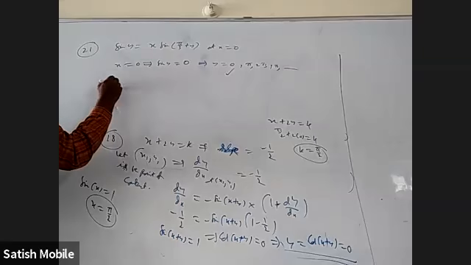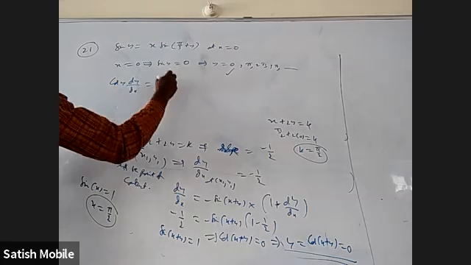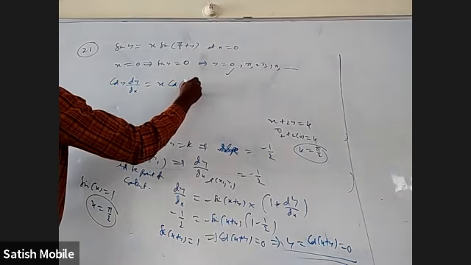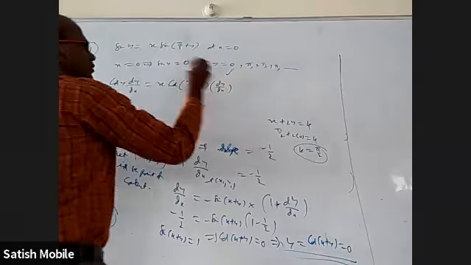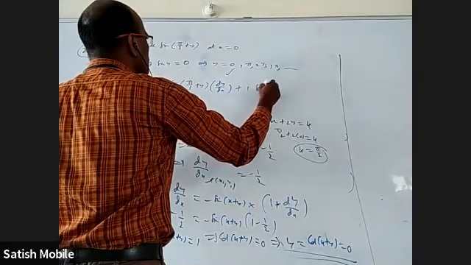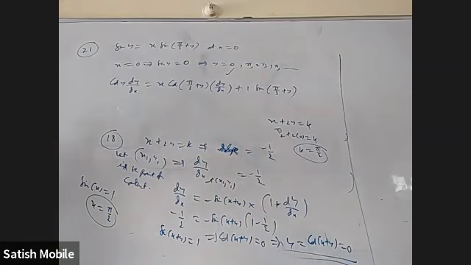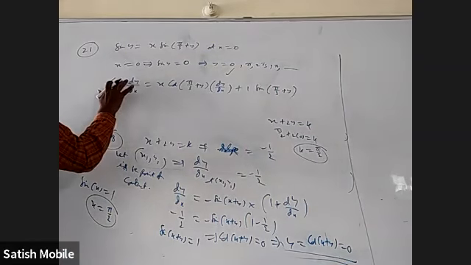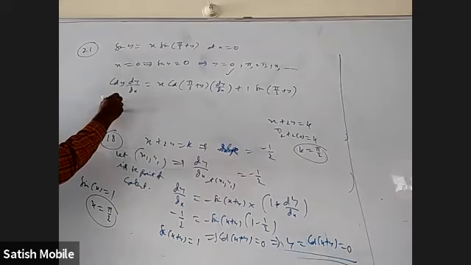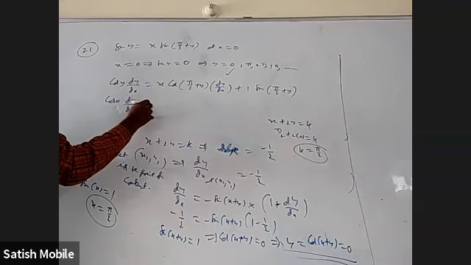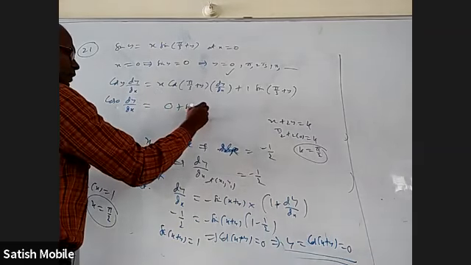Now if I differentiate this, cos y dy by dx equals x into the derivative of this, which is cos (pi by 3 plus y) into dy by dx, plus this into the derivative of x, which is 1, into sine (pi by 3 plus y). Now I put x equal to 0 and y equal to 0. Cos 0 into dy by dx. x equal to 0 means this whole thing is 0, plus sine (pi by 3 plus 0).